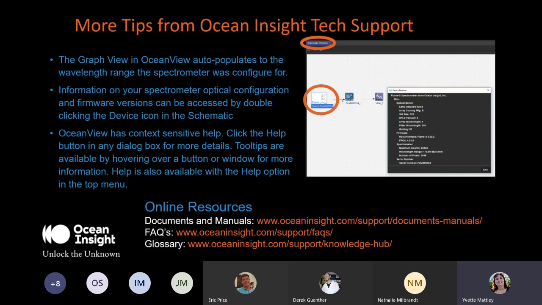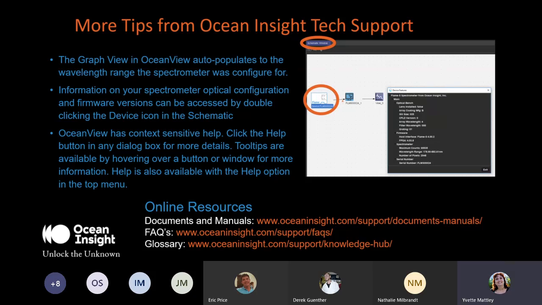And so you can do this very easily by going to the schematic window and just double clicking on whatever device you have connected. Double click on that and it will open up the device features dialog box, which can be very useful in terms of letting you know what wavelength range it's configured for, and various other parameters. So this is something most people may not be aware of.